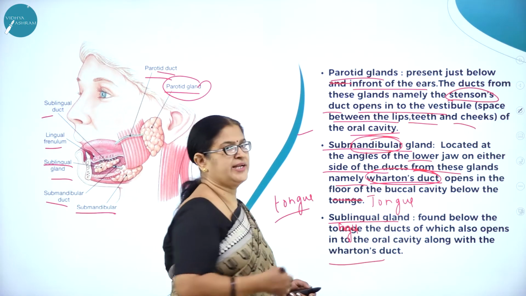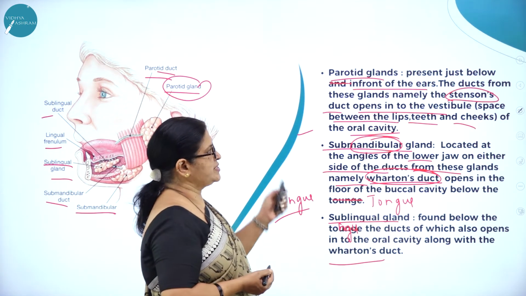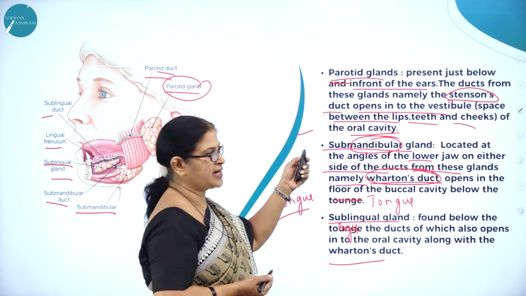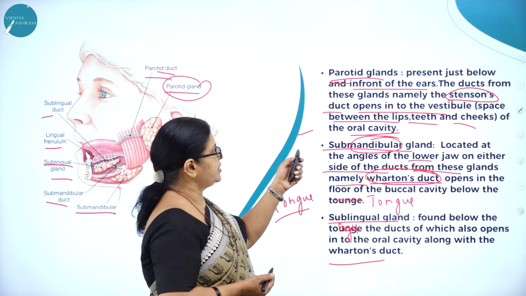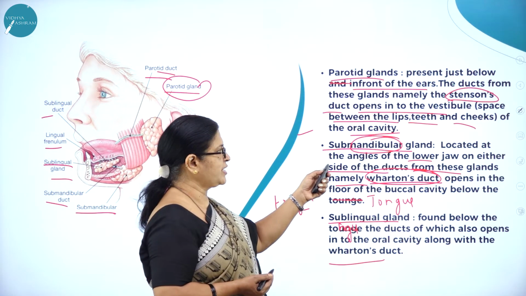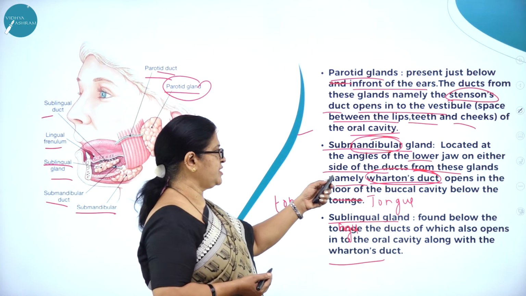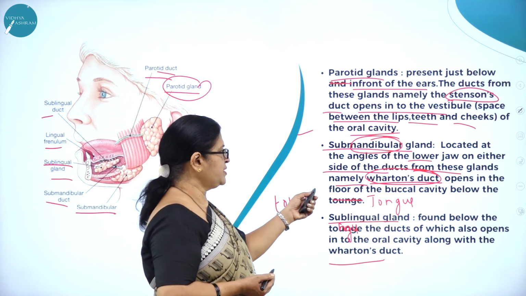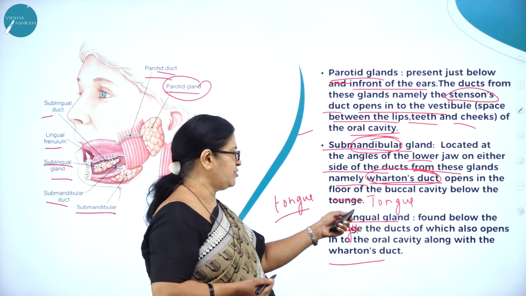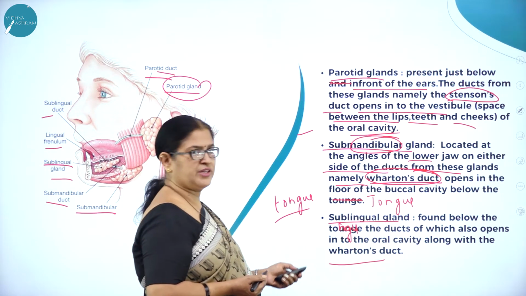So these are the three types of salivary glands. One is the parotid gland, present just below and in front of the ears. The ducts from these glands, namely the Stenson's duct, open into the vestibule, the space between the lips, teeth and cheeks of the oral cavity. The submandibular gland is located at the angles of the lower jaw, and Wharton's duct opens in the floor of the buccal cavity below the tongue. The sublingual gland is found below the tongue, and its ducts also open to the oral cavity along with Wharton's duct.